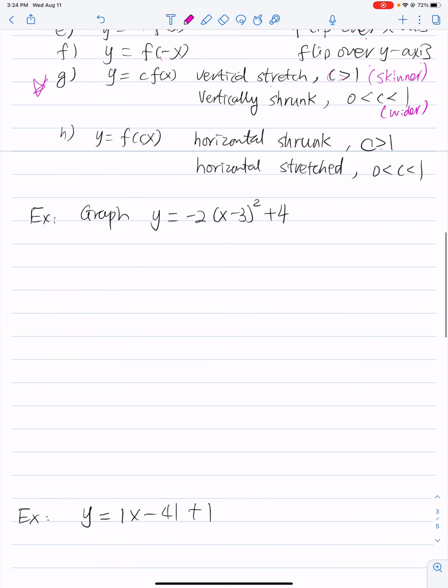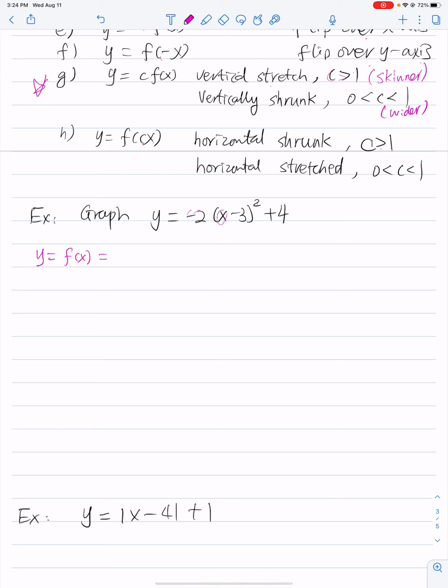Okay, so let's practice some examples. So y equals negative 2(x minus 3) squared plus 4. In order to do this, we want to see what f(x) is here. What do you think about f(x)? All these things, negative 2, negative 3, and 4, are transformations, yeah? So your f(x) will be what?